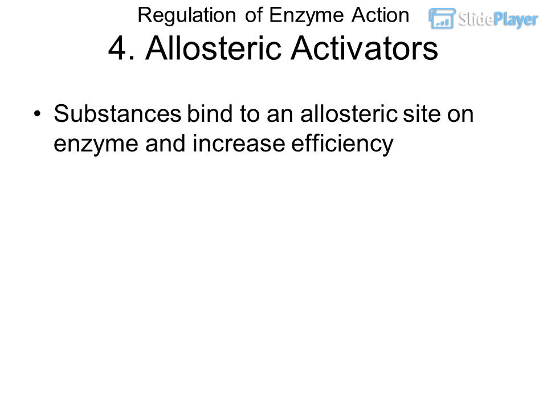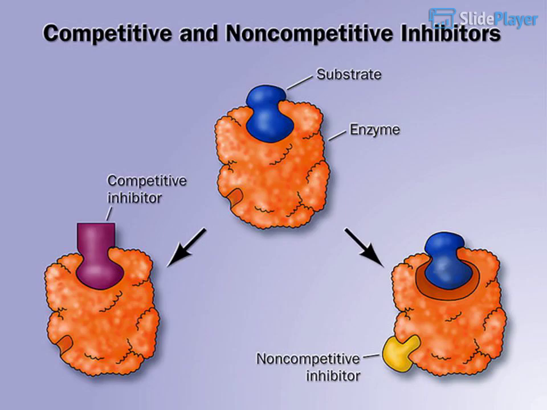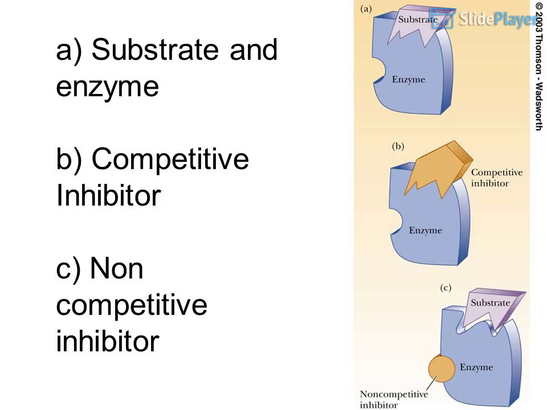Regulation of enzyme action. 4. Allosteric activators: substances bind to an allosteric site on the enzyme and increase efficiency. A. Substrate and enzyme. B. Competitive inhibitor. C. Non-competitive inhibitor.